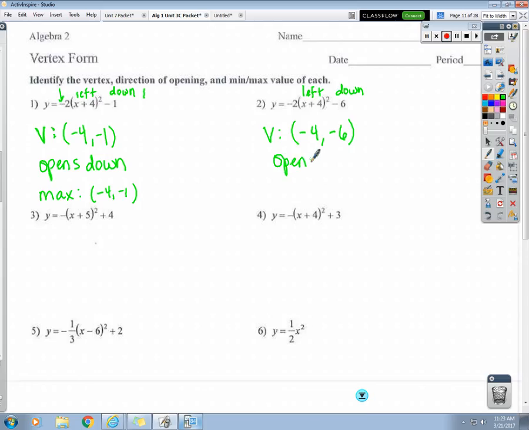Down. And how do you know that from the equation? Because the front number is negative. Okay? And then if a parabola opens down, is it going to have a max or a min? A max. And isn't that max going to be the vertex?